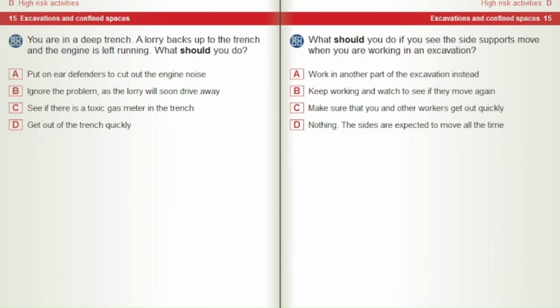What should you do if you see the side supports move when you are working in an excavation? Work in another part of the excavation instead. Keep working and watch to see if they move again. Make sure that you and other workers get out quickly. Nothing. The sides are expected to move all the time.